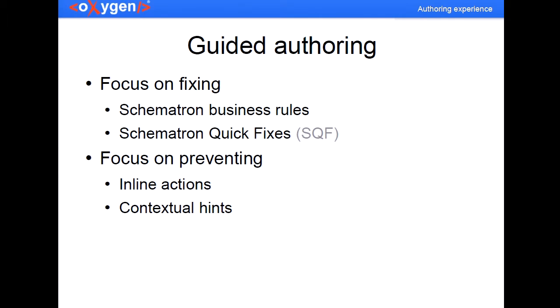For once, we focused on fixing errors through things like Schematron business rules or Schematron quick fixes support. But it is always easier and better to prevent than to fix an error. So we didn't neglect this prevention phase. And how do we do that? Well, through things like inline actions that you've seen in George's presentations just before that, or through contextual hints. He also presented that.